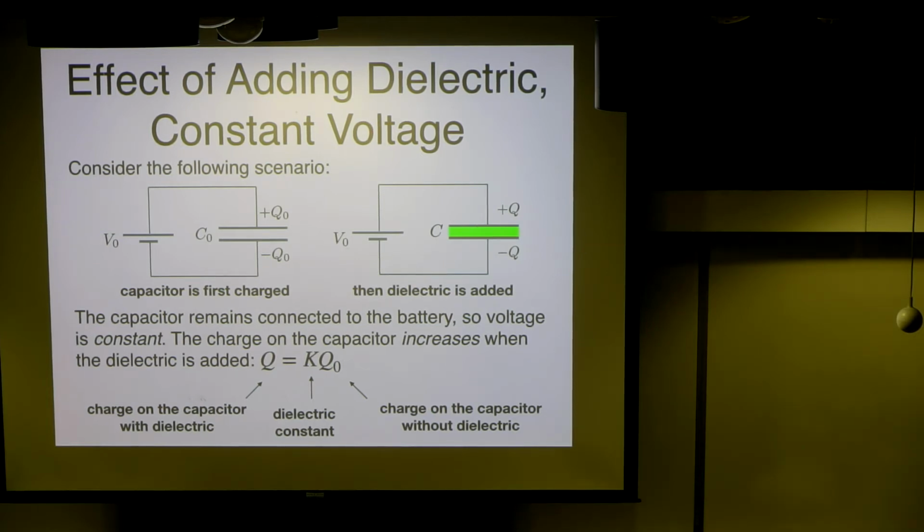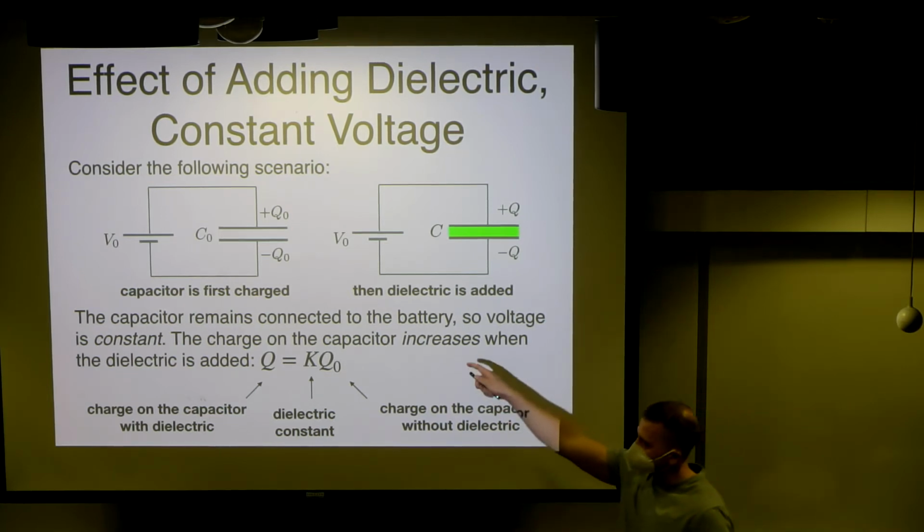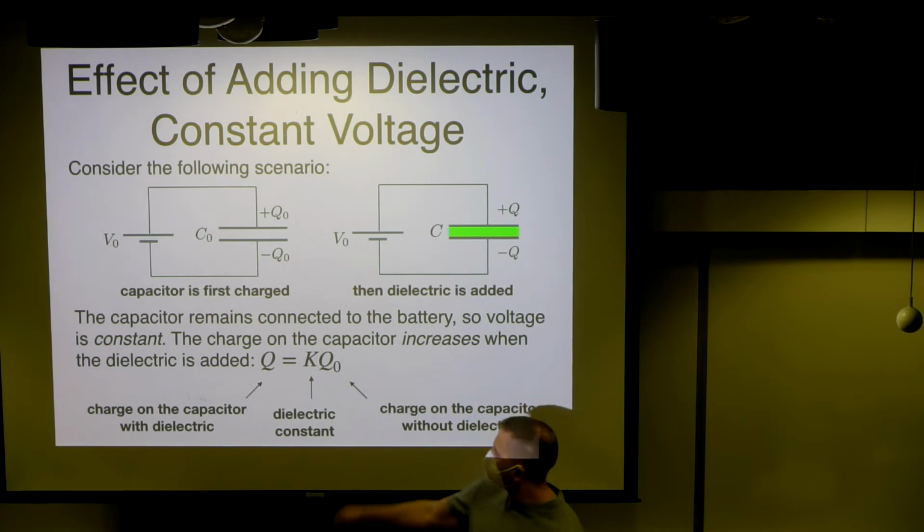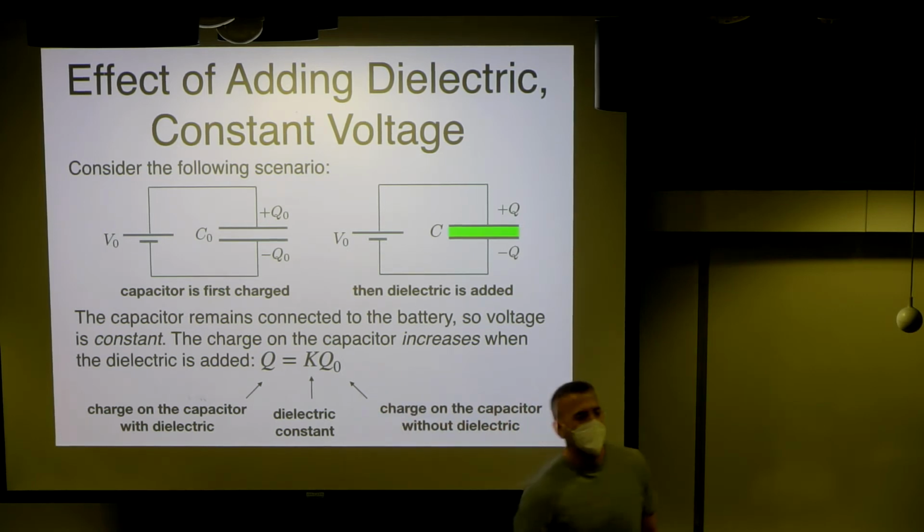But let's start here. What is the effect of adding a dielectric when you keep the voltage constant? That's the question we want to answer here. Okay, so here's the scenario. We have something really simple. It's just a capacitor, and it's hooked up to a battery. And as we know, when you do this sort of thing, you create charges on the plates of the capacitor, plus Q and minus Q.